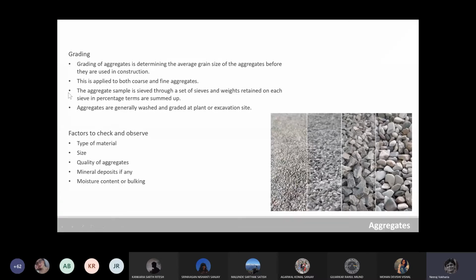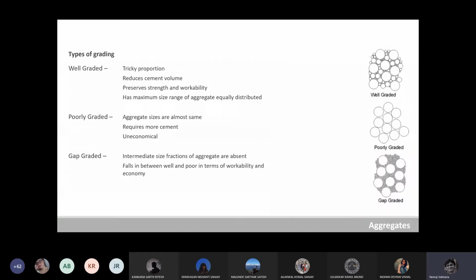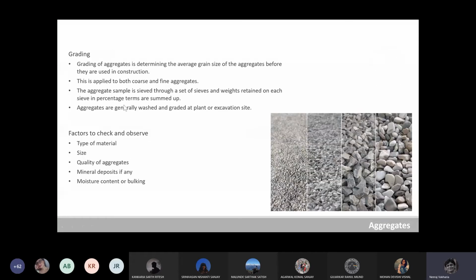and the terms are summed up. So percentage. I guess we have a slide further. So I'll explain this point there.